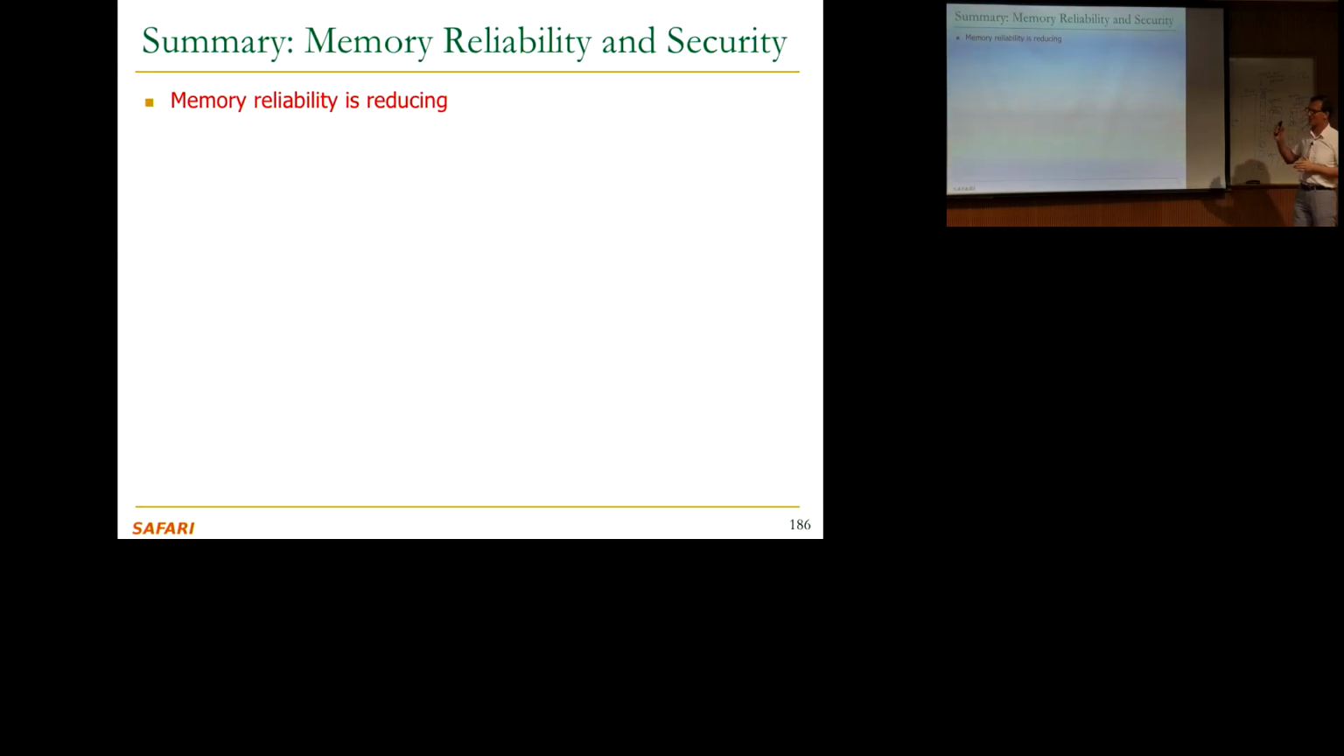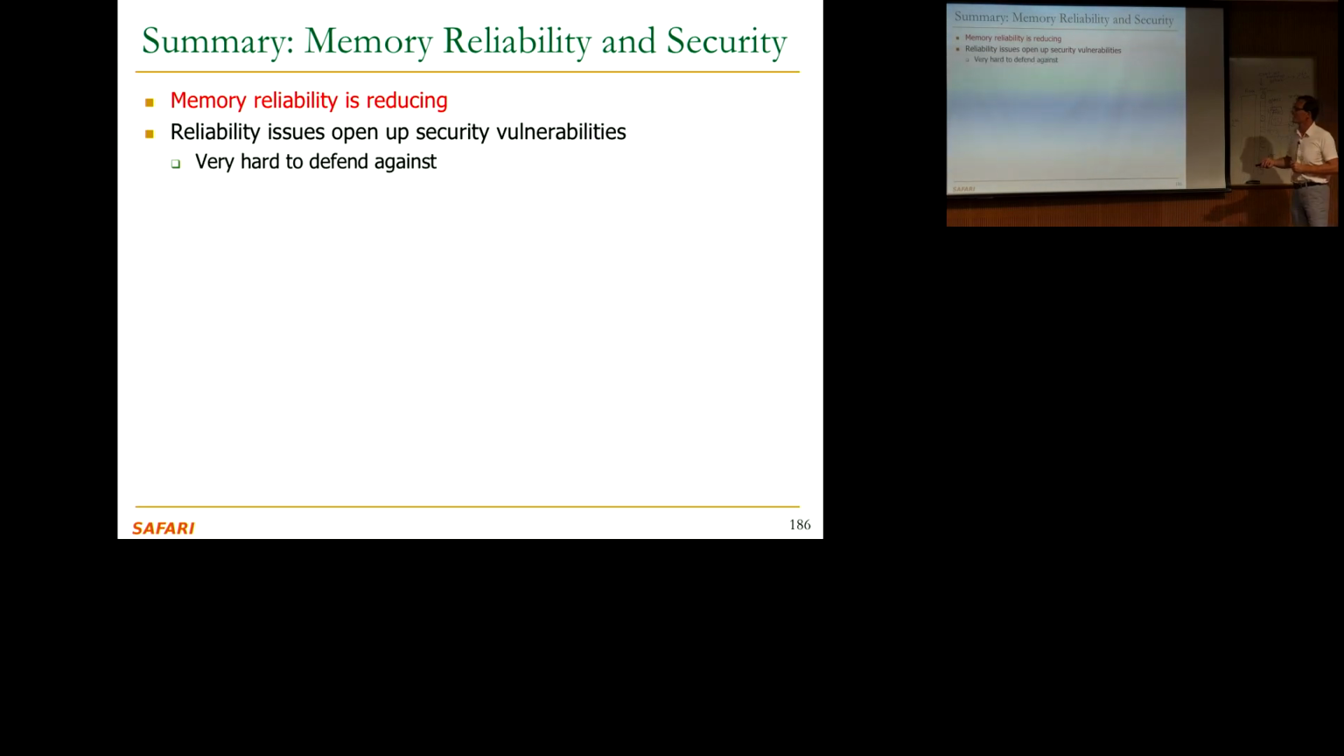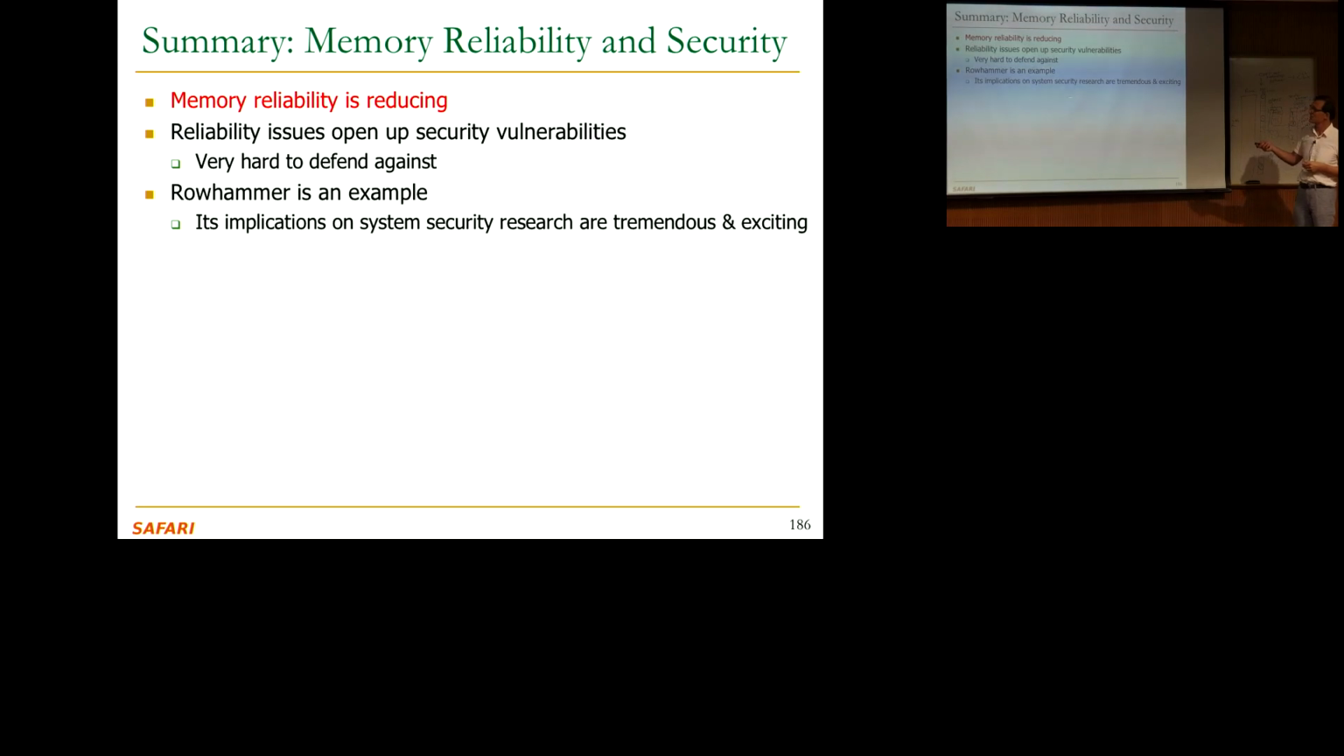Okay, let me conclude this Rowhammer or memory reliability part. So hopefully I've convinced you that memory reliability is reducing. I don't need to convince you. You may actually be seeing these in your devices. Reliability issues open up security vulnerabilities, and these are very hard to defend against. These are basically Byzantine failures. Well, depending on what kind of failure it is, but Rowhammer is an example of a Byzantine failure. Its implications on system security research are tremendous and exciting.